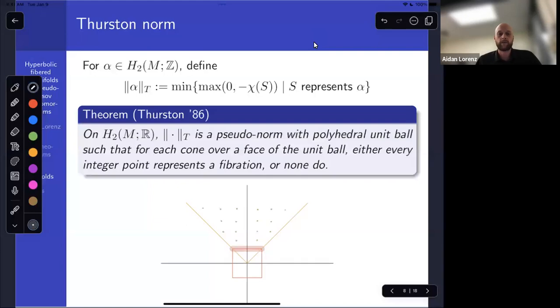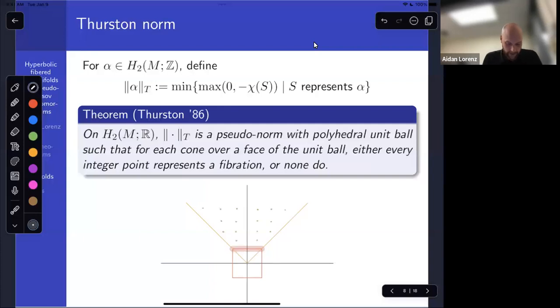So that defines a pseudo norm on H2MR, and it has some really nice properties. First of all, the unit ball of that pseudo norm, which people refer to as the Thurston norm ball, is polyhedral. So we can refer to top dimensional faces of the unit ball. And it has the property that for each cone over any top dimensional face of the unit ball, either all the integer points in that cone represent fibrations or none of them do.